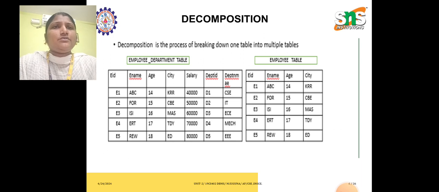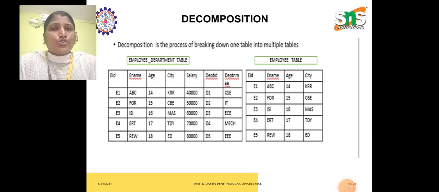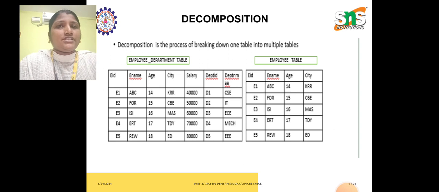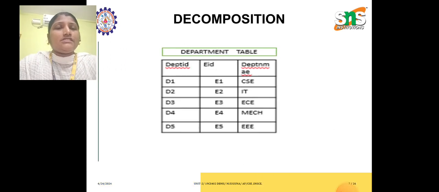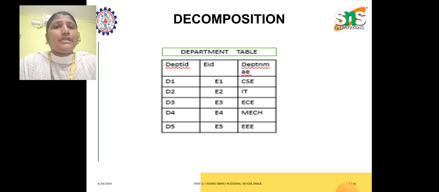Decomposition means breaking down one single table into multiple tables. That process we call decomposition. That is, dividing one single table into multiple tables in order to provide efficient access to the data. In the first table we have employee ID, employee name, age, city, salary, department ID and department name. For efficiency, we divide this entire table into two tables, an employee table and a department table.